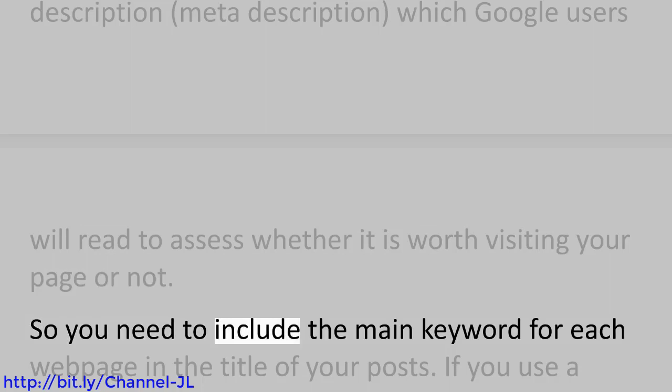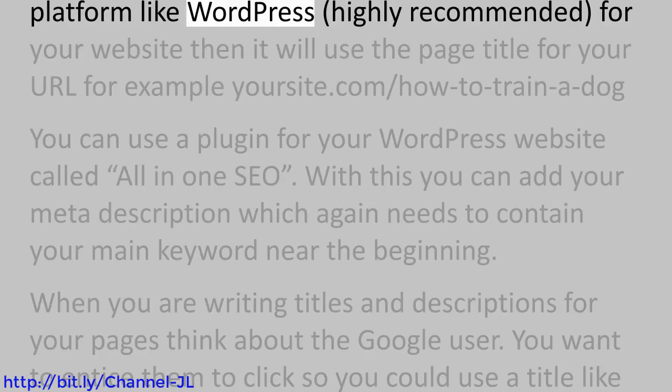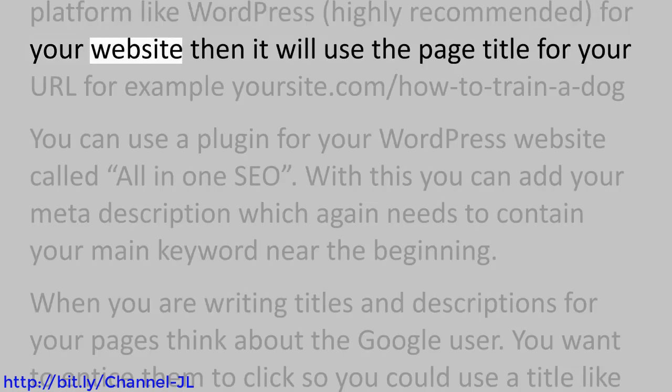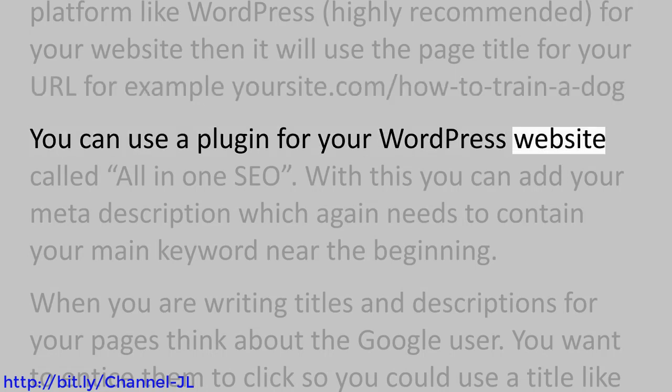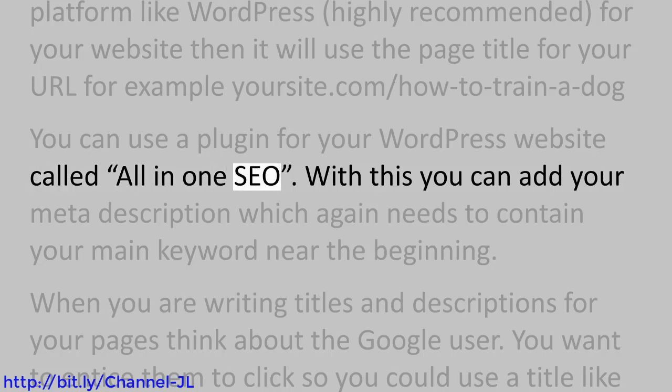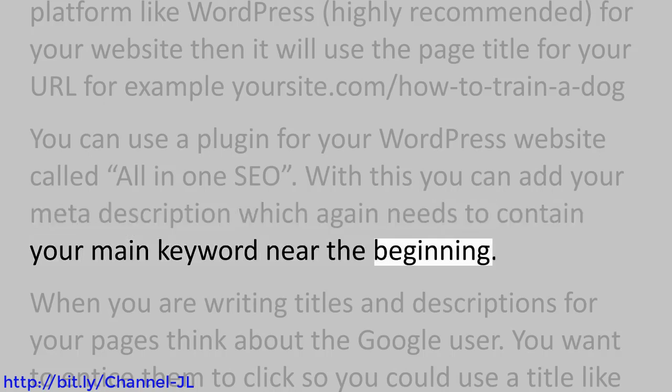So you need to include the main keyword for each web page in the title of your posts. If you use a platform like WordPress, highly recommended, for your website, then it will use the page title for your URL, for example yoursite.com/how-to-train-a-dog. You can use a plugin for your WordPress website called All-in-One SEO. With this you can add your meta description, which again needs to contain your main keyword near the beginning.